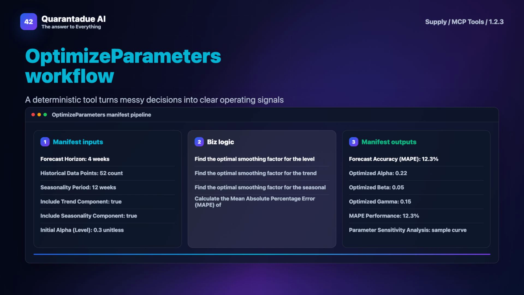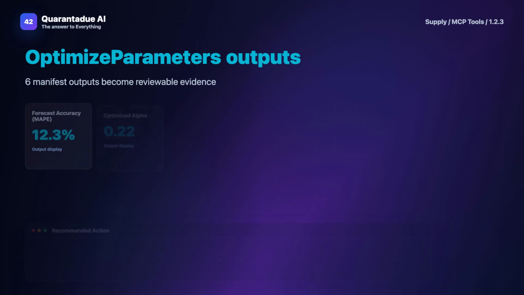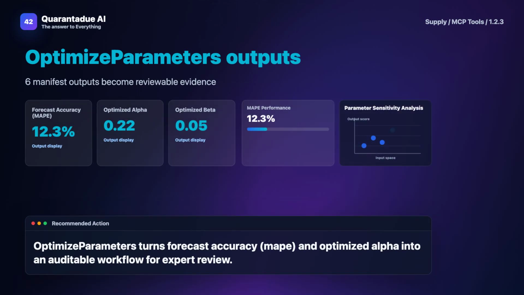Then, it runs iterative simulations, testing thousands of parameter combinations against historical periods. Each simulation is logged, creating a comprehensive audit trail. You can see exactly which parameters were tested, how they performed, and why the optimal set was chosen. This is crucial for compliance, especially in regulated industries.